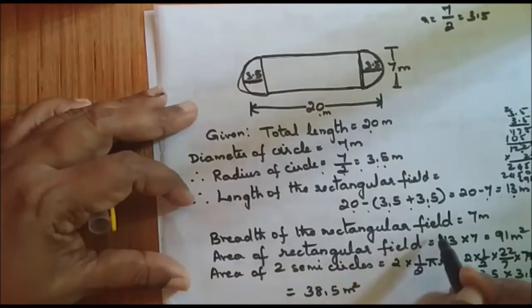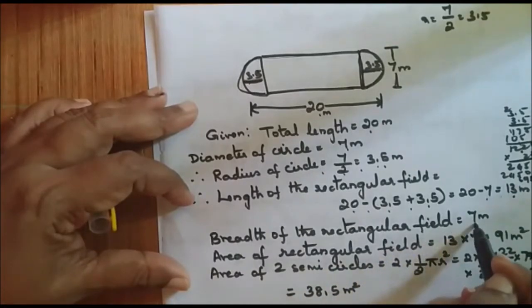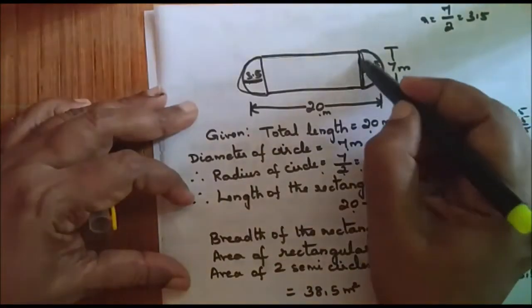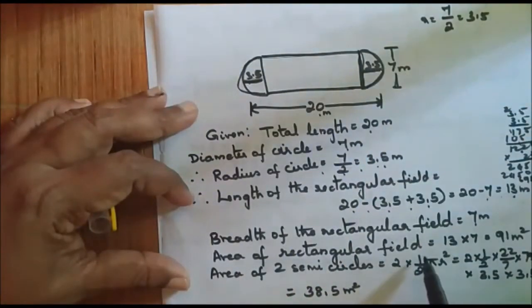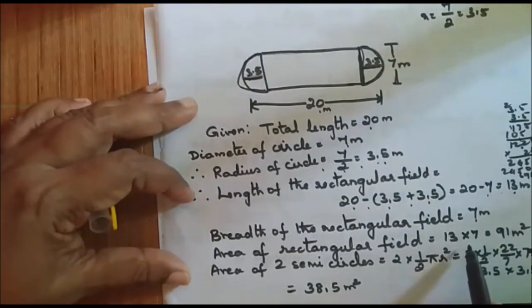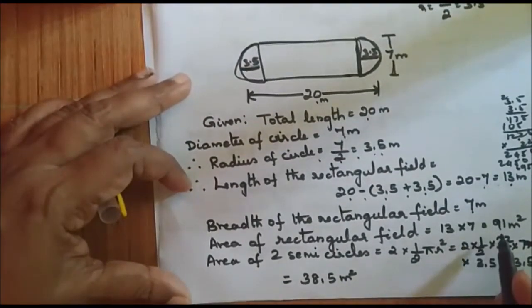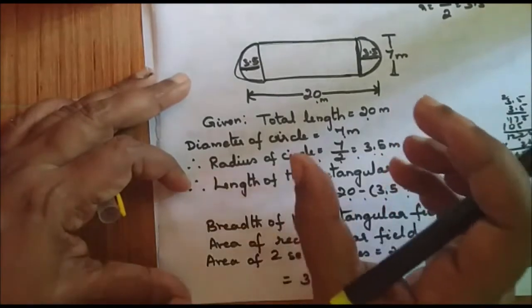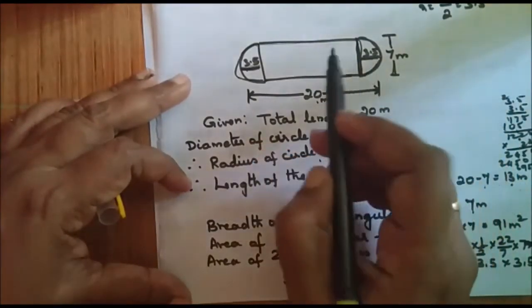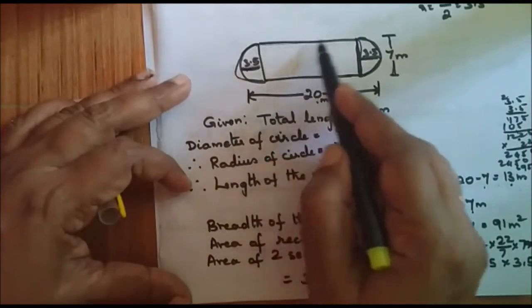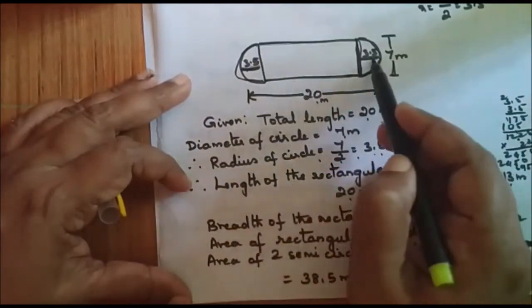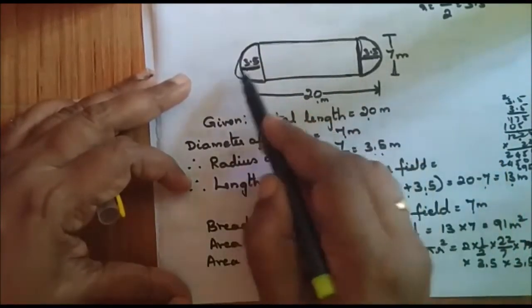What is the breadth of the rectangular field? Breadth is 7 meters. This length is 7 meters. Area of the rectangular field is nothing but length into breadth, which is equal to 13 into 7, which is 91 meters squared. Now what you have to find out is the area of the rectangle along with the area of the semicircles.